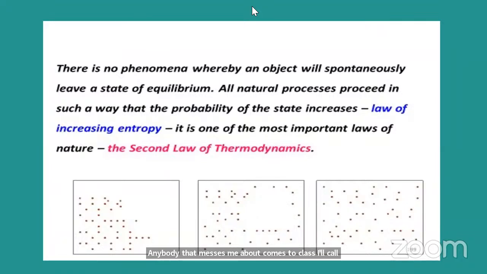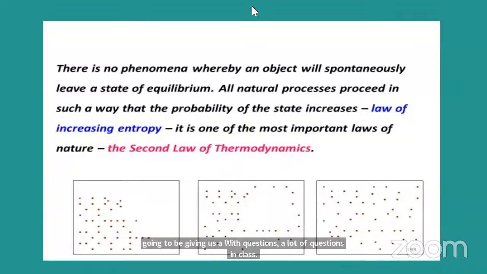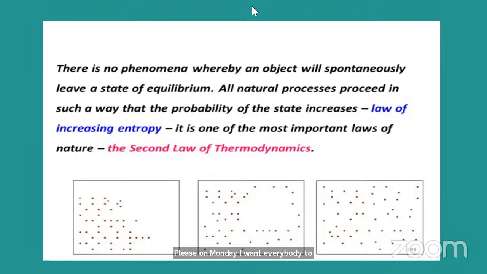Now on Monday, please listen. I'm going to be giving us a lot of questions in class. And please, on Monday, I want everybody to sign in with your name, because if you answer my question, there's going to be a small gift, a very special small gift for you. I'll tell you where to come and collect it, probably in my office. So get ready for me on Monday.